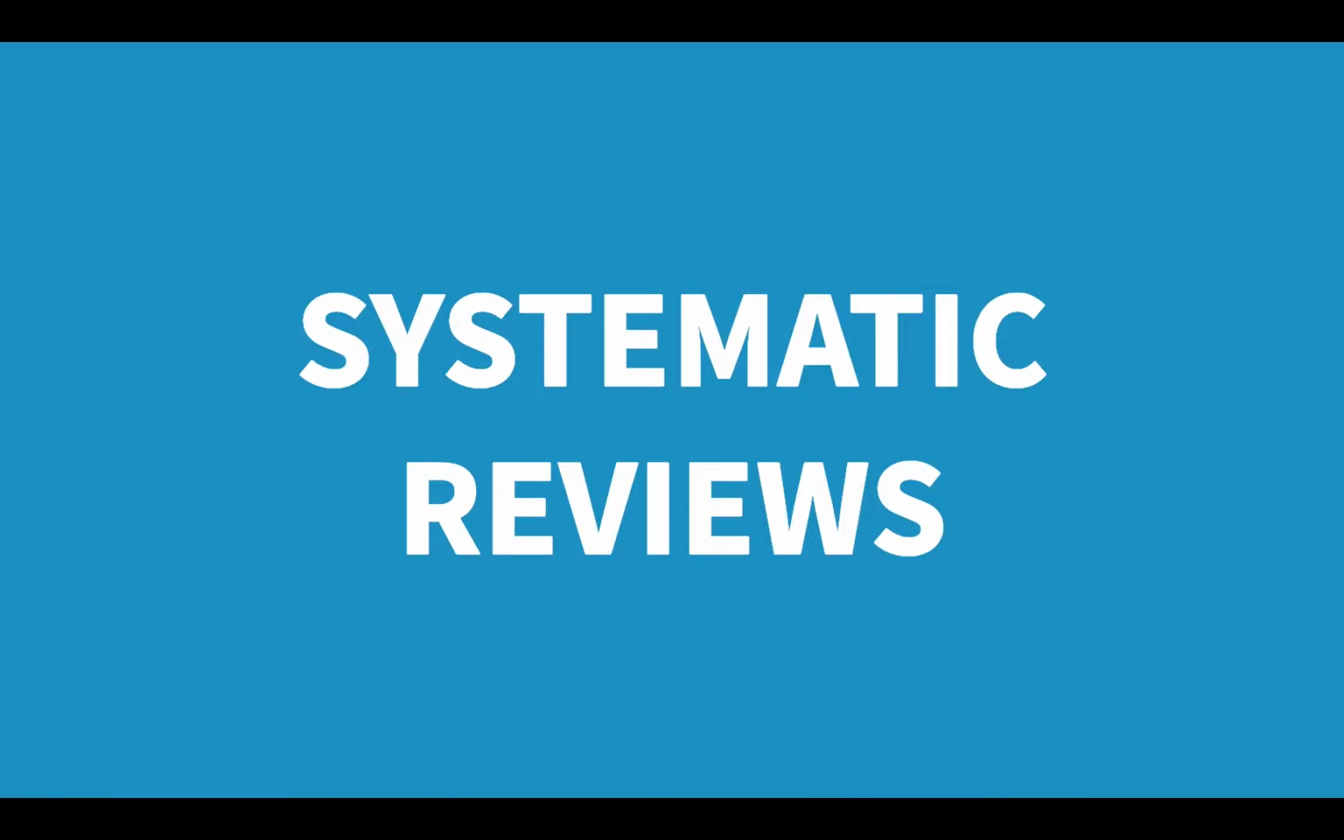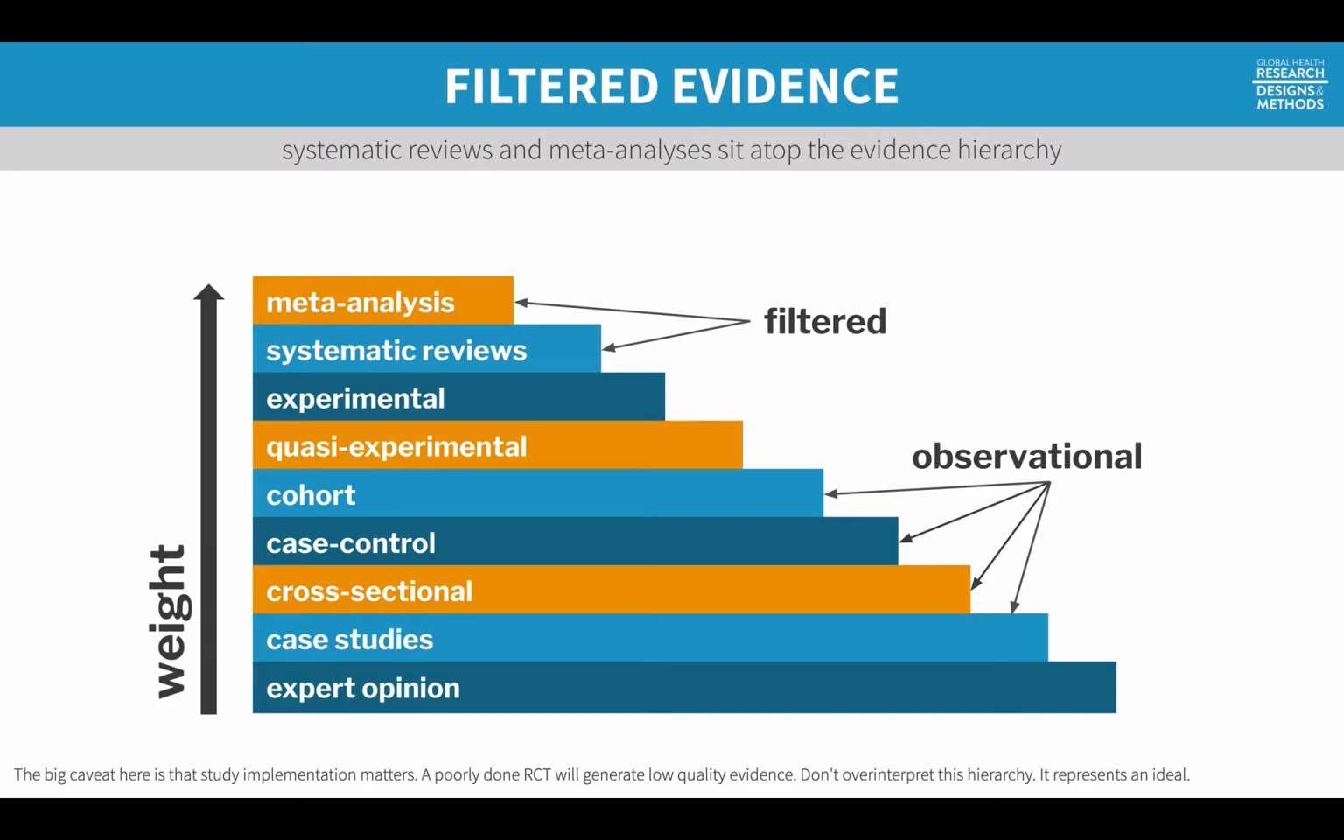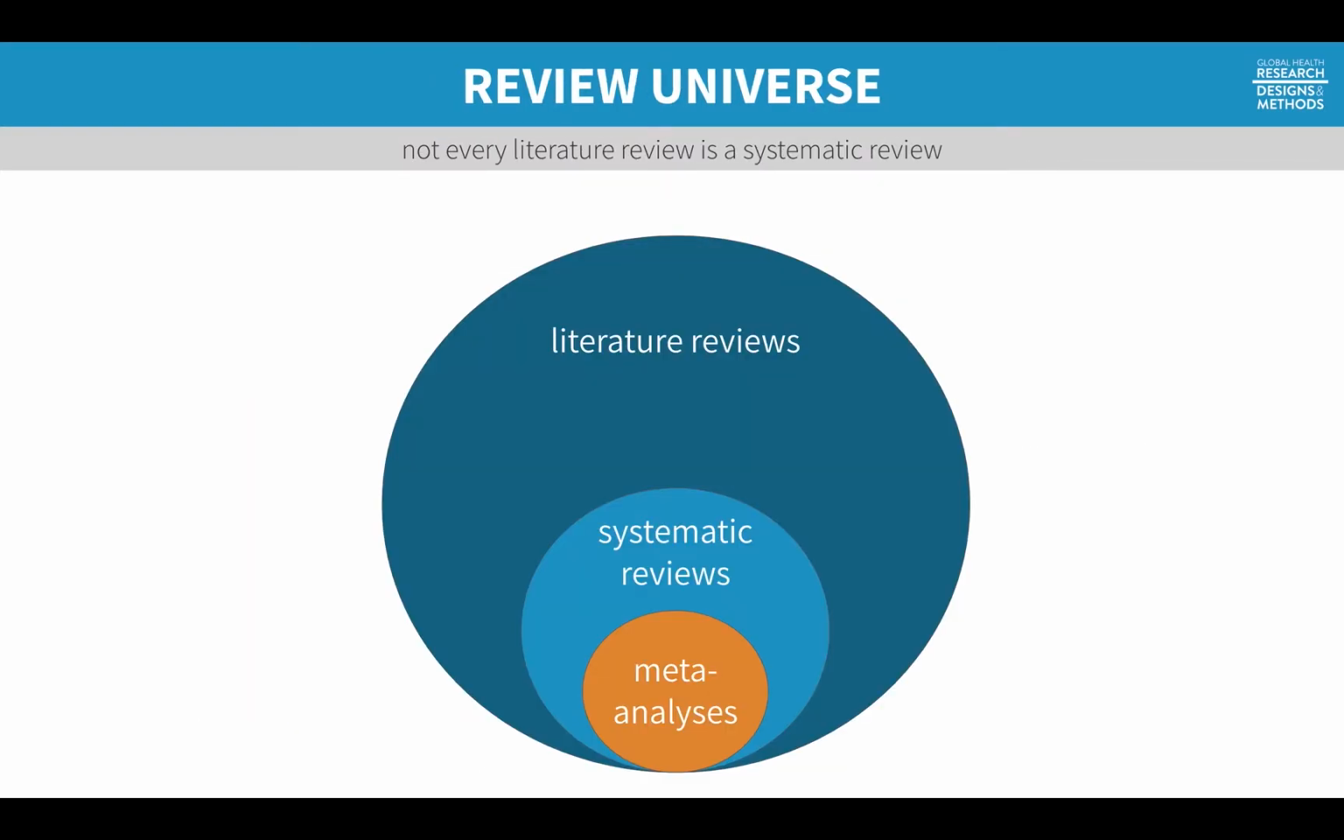Let's talk about systematic reviews. Systematic reviews and meta-analyses are studies of studies, and they sit atop the evidence hierarchy. They enjoy this status because they synthesize the best available evidence. The goal of any literature review is to summarize what is known about a topic.